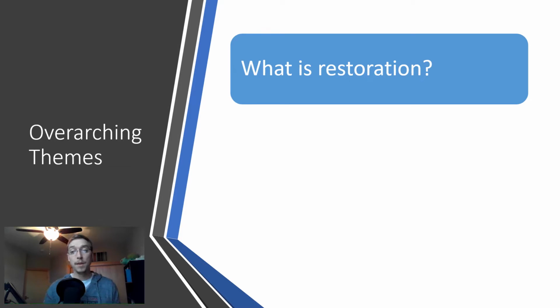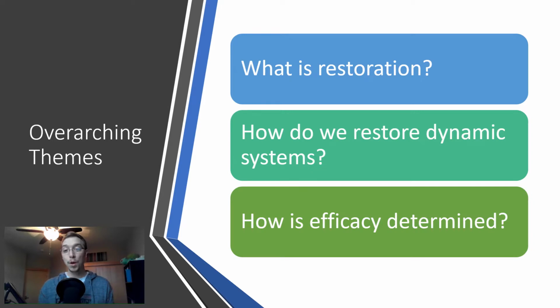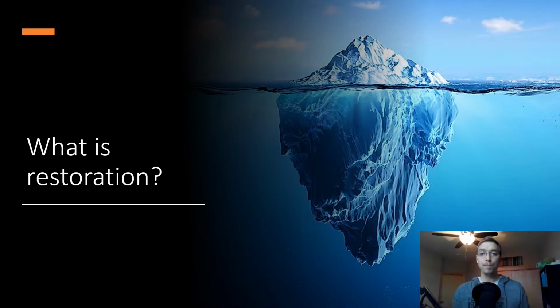So the overarching themes that we're going to talk about in the lecture today are: what is restoration? How do we restore dynamic systems? And I'll talk a little bit about what that word means. And then how do you determine if you've been effective or not? How is efficacy determined when you're trying to restore natural systems? So first off, we're going to start off with what is restoration?